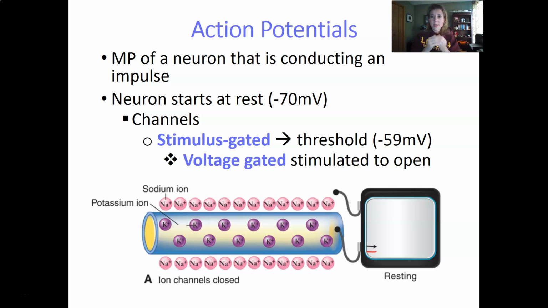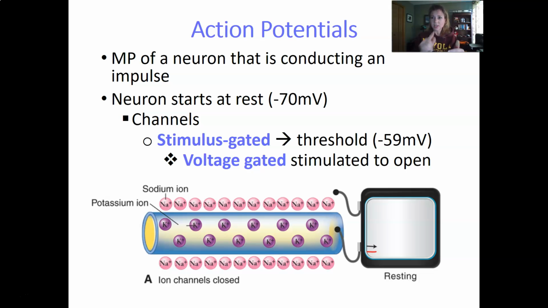Okay, so when the input zone receives a stimulus, the very first channels that are going to be stimulated to open are the stimulus-gated sodium channels. And remember that stimulus-gated sodium channels are also called ligand-gated channels. This is where they bind to a molecule like a neurotransmitter, and that molecule is going to cause them to open up. So when a neurotransmitter binds to these receptors, they're going to open and allow sodium to flow into the cell. Now, not all of the sodium channels are stimulus gated, though.